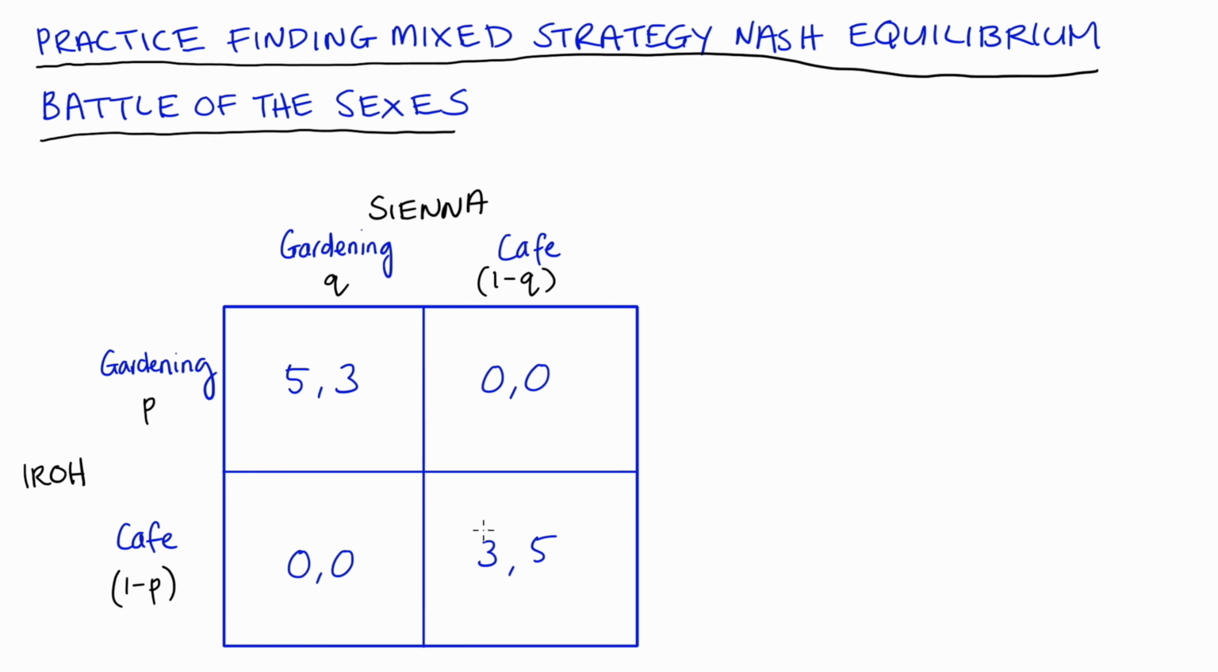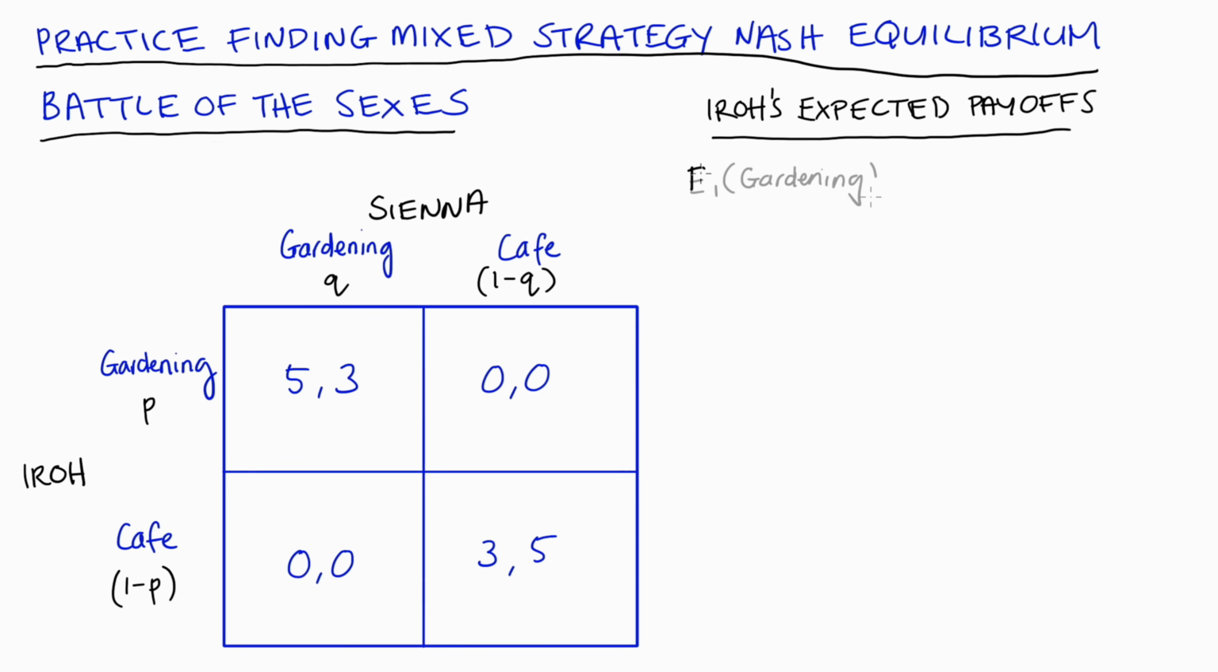I'm going to start by thinking about Iroh's expected payoffs, and we can start with, let's say, Iroh's expected payoff associated with playing gardening. So that's equal to, well, if Iroh plays gardening, they're on this top row. So with probability Q, Sienna will also play gardening, and Iroh will get a payoff of 5. So we have Q times 5, plus with probability 1 minus Q, Sienna will play cafe, and so Iroh will get 0. And this is all equal to, well, this guy cancels out, so 5Q. That's Iroh's expected payoff associated with playing gardening.